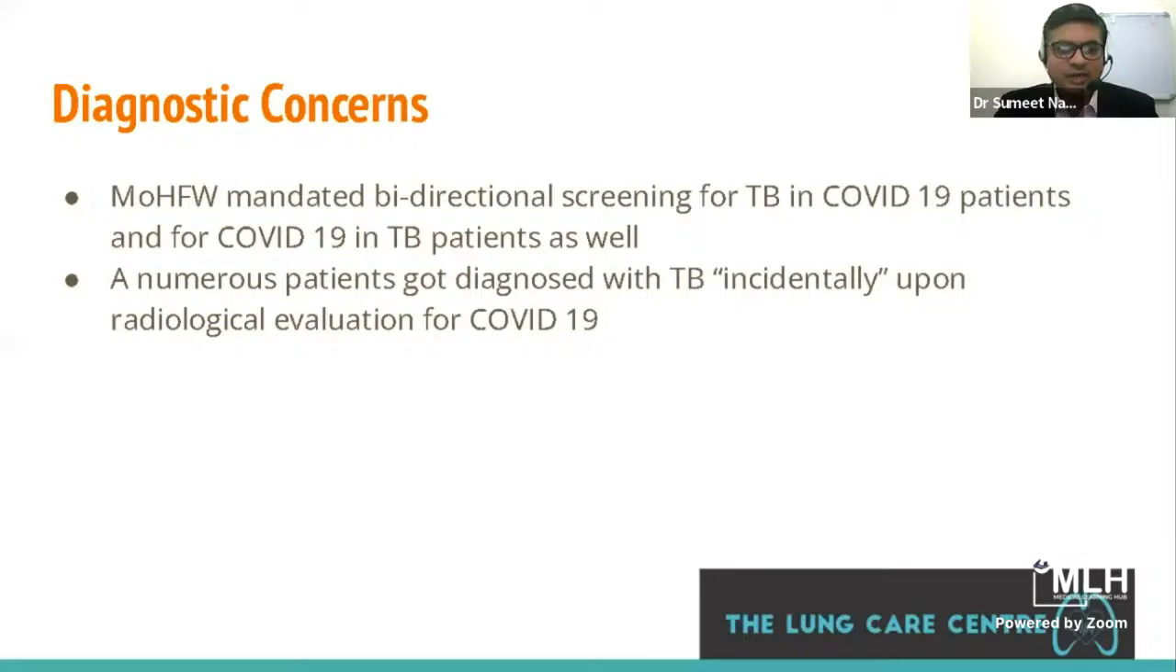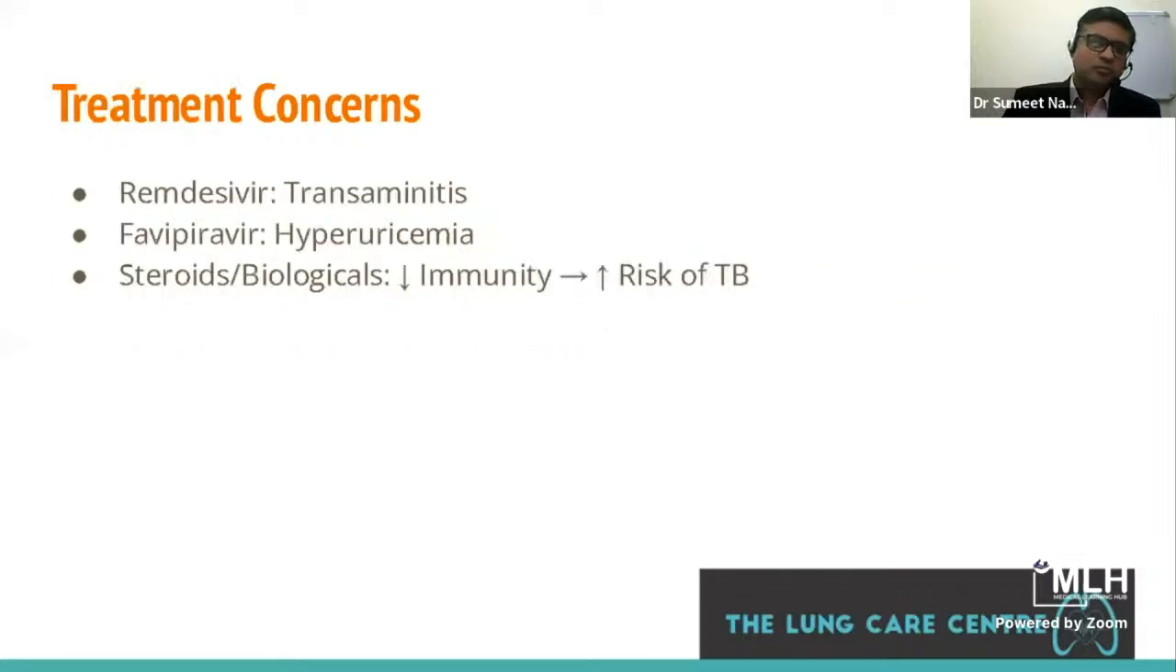And in our private practice, we have seen that a number of patients got incidentally diagnosed with tuberculosis who were otherwise being radiologically evaluated for severity of COVID-19. So there are again some treatment concerns. Remdesivir can cause transaminitis, as do many of the antituberculous drugs. Favipiravir causes hyperuricemia, as does our favorite pyrazinamide. And if the patient is given steroids or biologicals for severe COVID-19, it leads to decreased immunity and may unmask undiagnosed or subclinical tuberculosis infection.